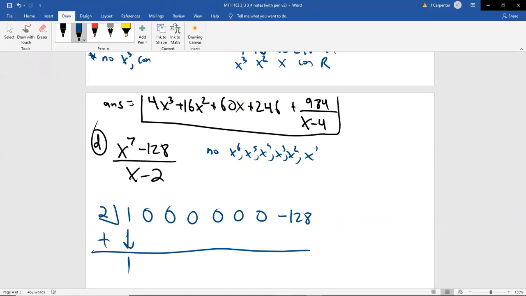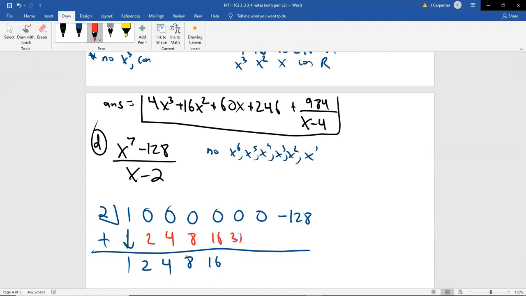Bring the 1 down. 1 times 2 is 2. 0 plus 2 is 2. Multiply, add, multiply, add, multiply, add, multiply, add. It's the same thing over and over. 2 times 2 is 4. Add 0 and 4 and you get 4. Multiply, 4 times 2 is 8. Add 0 plus 8 is 8. Multiply times 2 is 16. We just keep doubling. That's all that's happening.